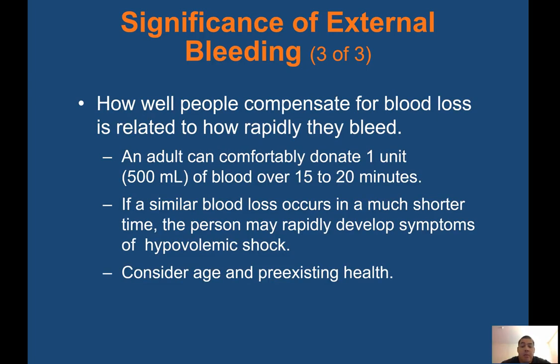How well people compensate for blood loss is related to how rapidly they bleed. An adult can comfortably donate 1 unit of blood over 15 to 20 minutes. If similar blood loss occurs in a much shorter time, the person may rapidly develop symptoms of hypovolemic shock. Consider age and pre-existing health.